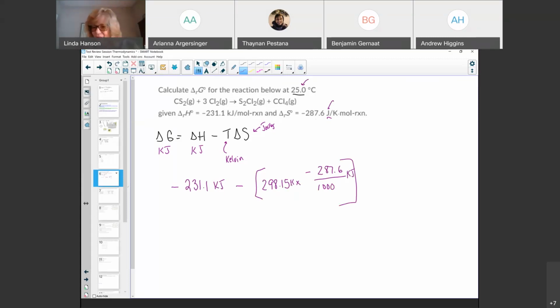I'm going to grab my calculator. Would you guys do the same and make sure I'm not making a mistake? I like to have a calculator buddy with me. I'm going to plug in this equation and see if we get a common answer. Negative 231.1 minus parentheses 298.15 times negative 0.2876. And if someone would confirm that that's what they found, that would make me feel better.